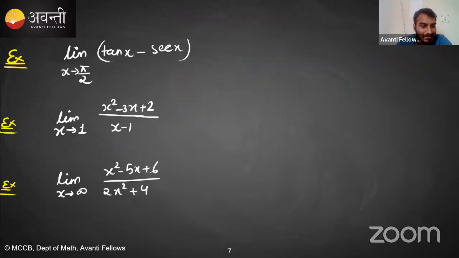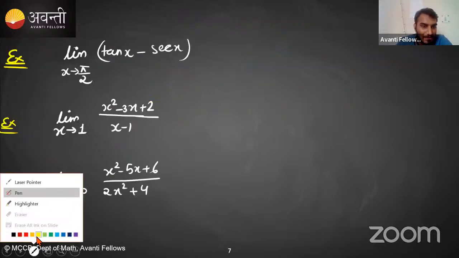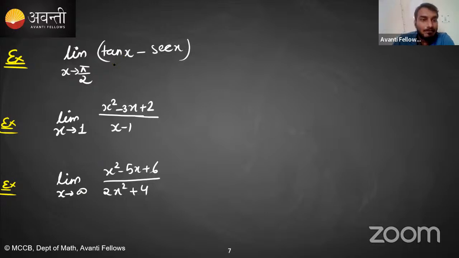Okay, so there's some example on it. First example is this. Let's say it asks you to find the value of 10x minus sec x at x tends to pi by 2. So this is the way you write, right? You have to find the limit x tends to pi by 2, 10x minus sec x. So it means there is a function 10x minus sec x, and we have to find the value of it when x is approaching toward pi by 2.